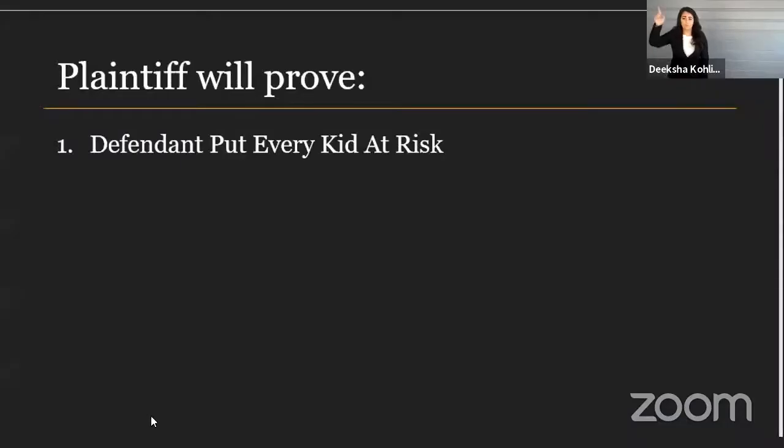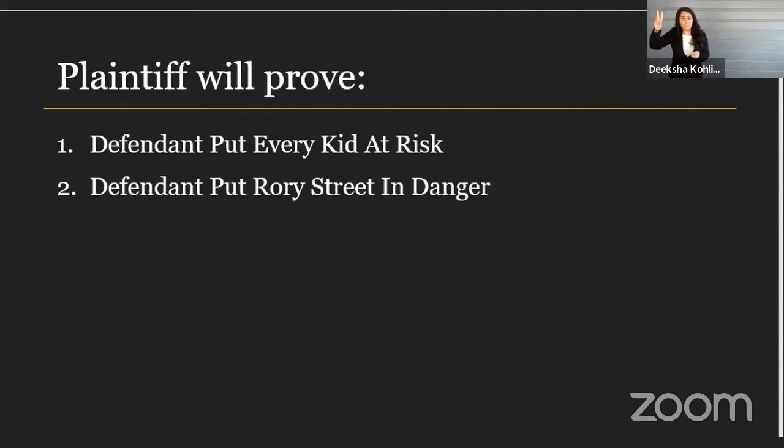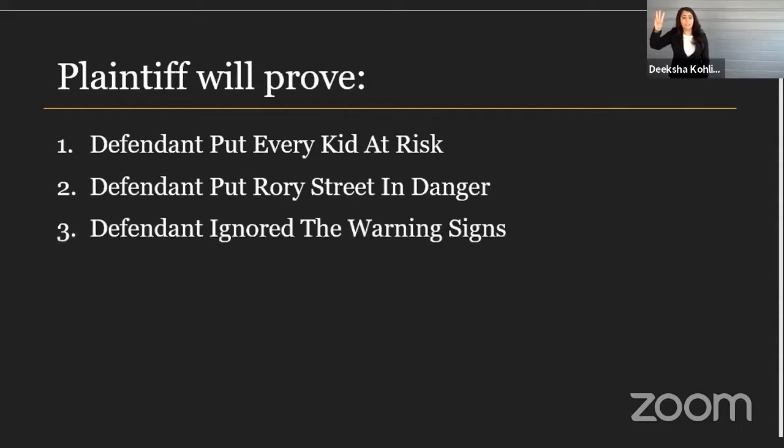And we're going to meet that burden with 3 simple facts. First, the defendant put every child at risk. Second, the defendant put Rory Street in danger. And third, the defendant ignored the warning signs. So let's take those one at a time.